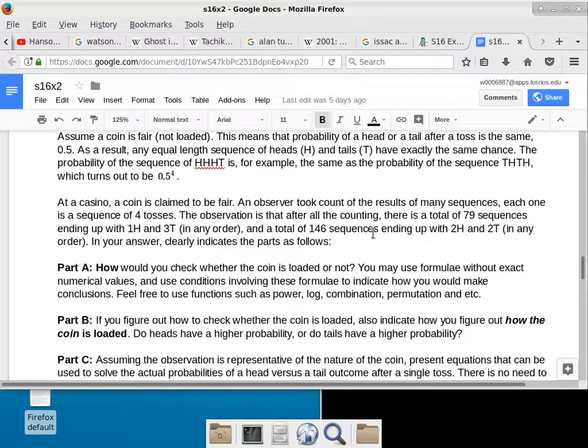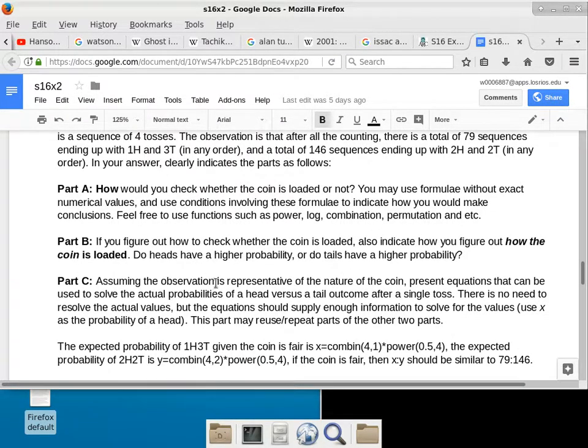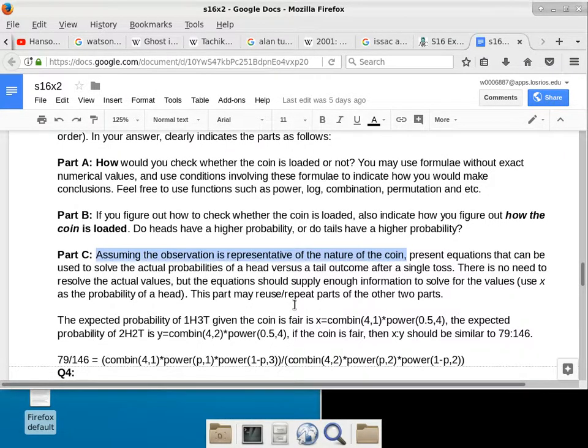All right, so let's go back to this particular question. This is what we talked about last Wednesday, but there's a question about part C. Assuming the observation is representative of the nature of the coin. This is important as an assumption because it is always possible that what I'm observing turns out to be all odd chances, though not unlikely occurrences. So assuming that I'm observing the coin and this is the way it's supposed to behave, present equations that can be used to solve for the actual probabilities of a head versus a tail outcome after a single toss. There's no need to resolve the actual values, but the equation should supply sufficient information to solve for the values. Use x as the probability of landing on a head, which means 1 minus x will be the probability of landing on a tail. This part may use or reuse parts of the other two parts. So that's basically what this question is asking.